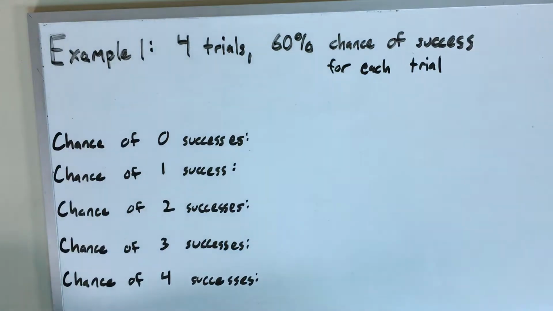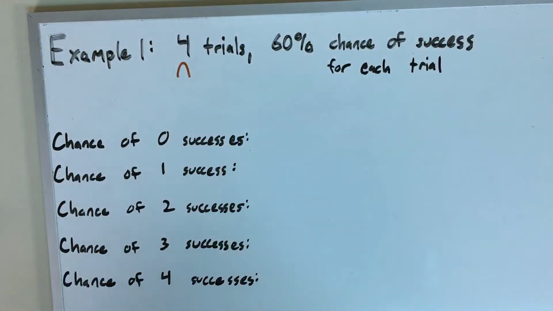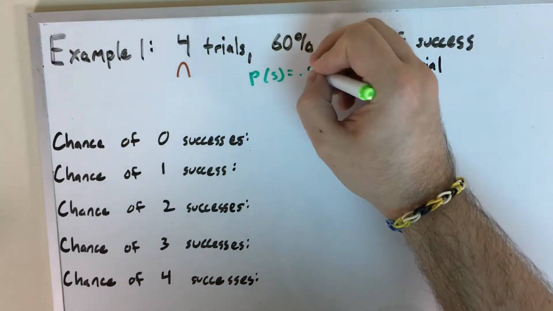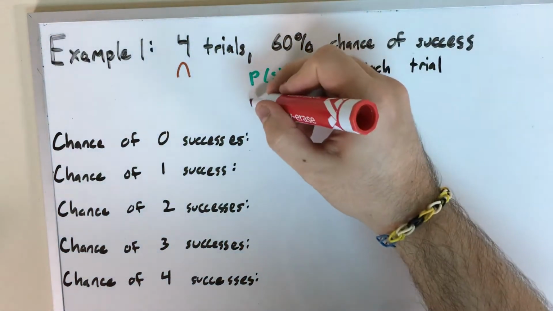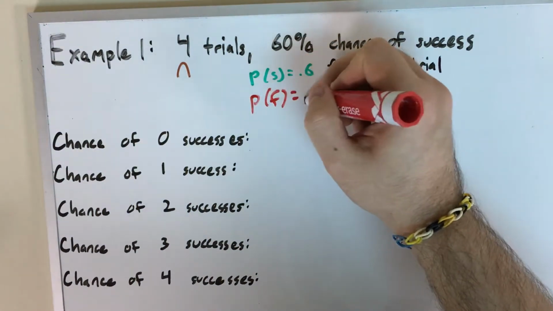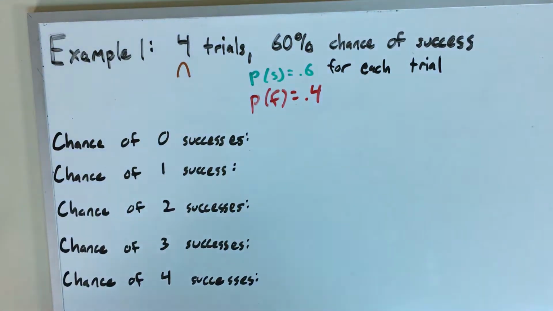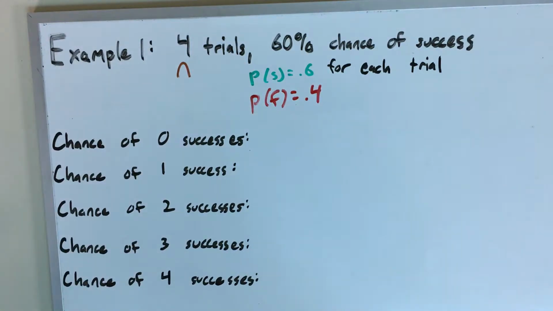All right, so first let's go ahead and establish some of the numbers that we already know. We know that 4 trials is going to be our n. We know that 60% or 0.6 probability of success equals 0.6, which means that the probability of a failure, P of F, is 0.4. So these are the 3 numbers we already know for every problem, but what's going to change is the number of successes that we want every time we try this.